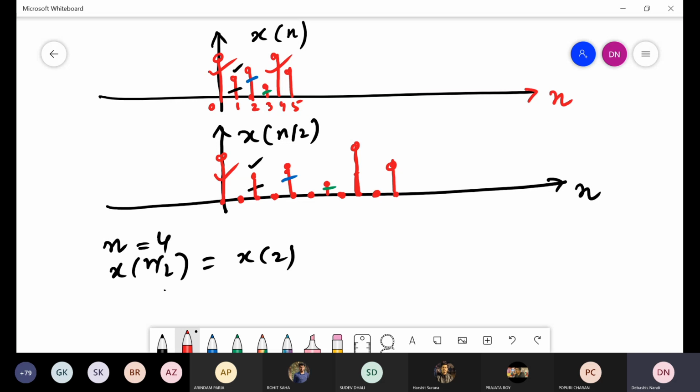Now, this is your x[n/2]. For this, how many samples are there? 1, 2, 3, 4, 5, 6, 7, 8, 9, 10, 11. So 11 samples we are getting. You can put one more 0 here, no problem, but 11, you see.